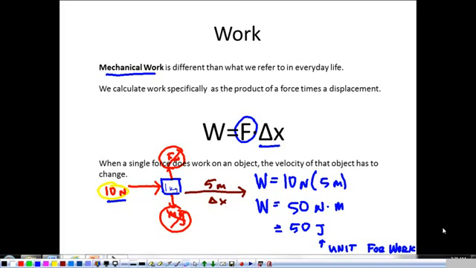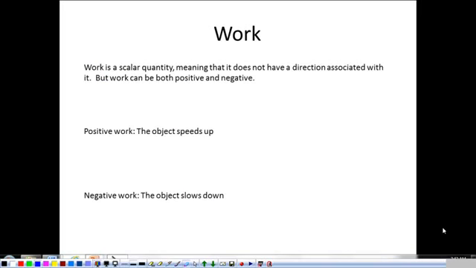So, we're going to talk more specifically about this positive and negative work thing. So, the first thing that's different about work is that it is a scalar, not a vector. So it doesn't have any direction associated with it. And that means positive work and negative work mean something different than going forward and going backwards. Okay? So, let's take two objects. Object 1 and object 2.